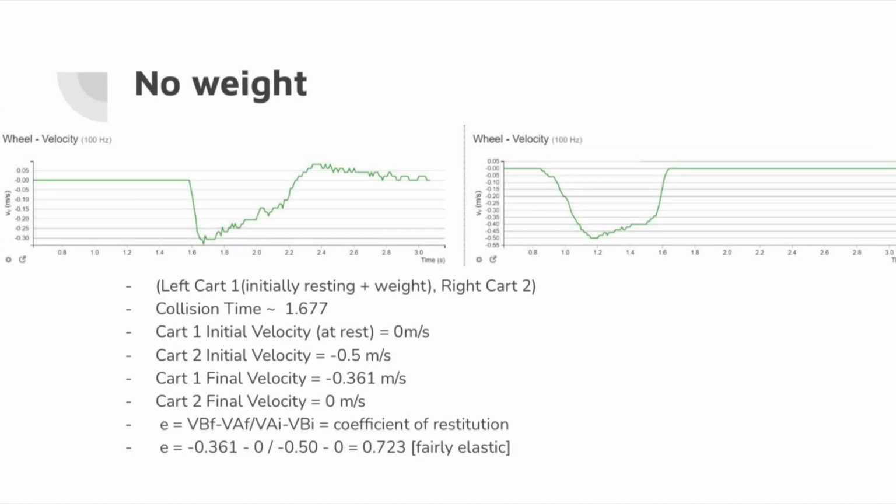For our no-weight trial, this yielded results more expected in the velocity versus time graphs, showing a coefficient of restitution of roughly 0.723, which was a decent bit higher than the more inelastic collision of the heavyweight cart. Overall, it shows the trend that we predicted: the heavyweight cart would be the most inelastic and the no-weight cart would be the most elastic. We expected the lightweight cart to be somewhere in between.